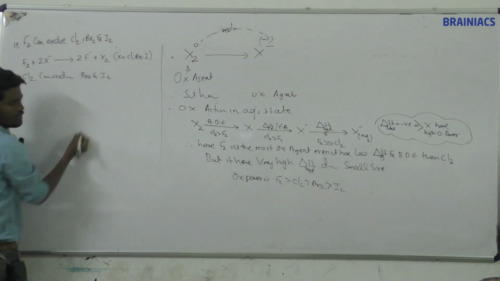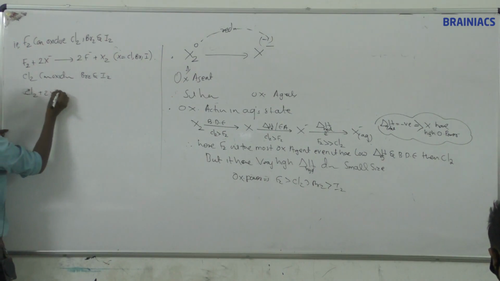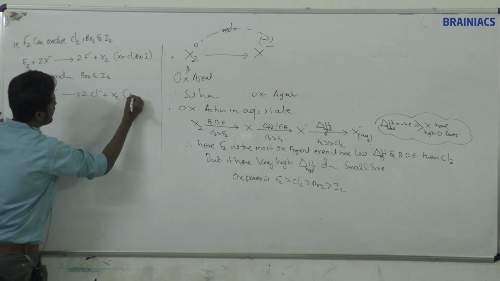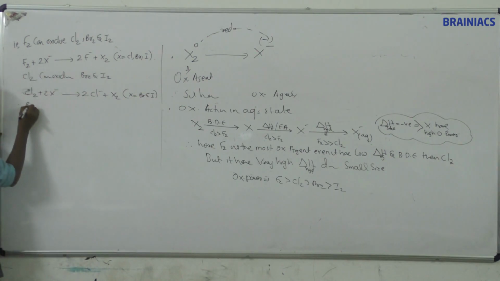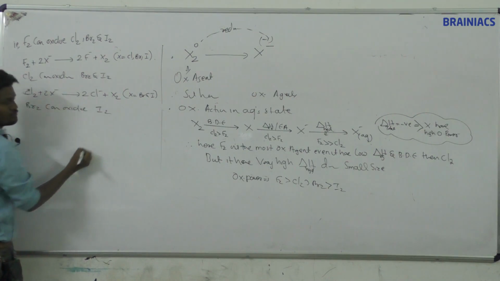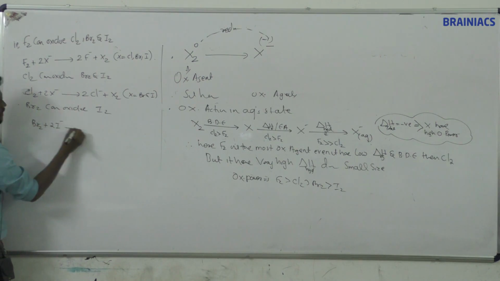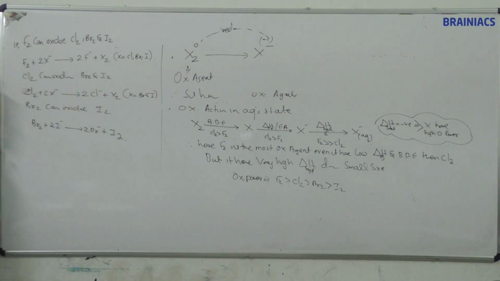In the same way, Cl2 can oxidize Br2 and I2. So here Cl2 plus 2X minus gives 2Cl minus plus X2, where X is Br and iodine. Br2 can oxidize I2: Br2 plus 2I minus gives 2Br minus plus I2. So fluorine can oxidize Cl, Br and I.